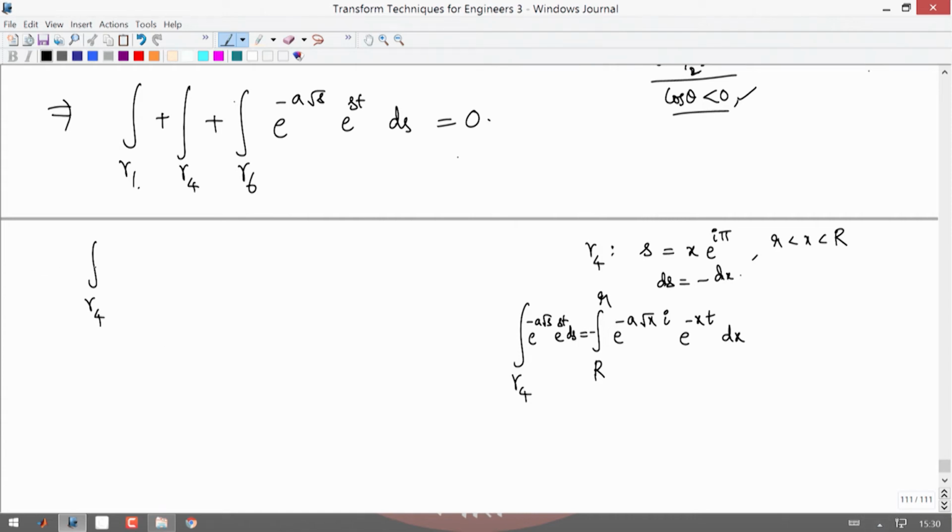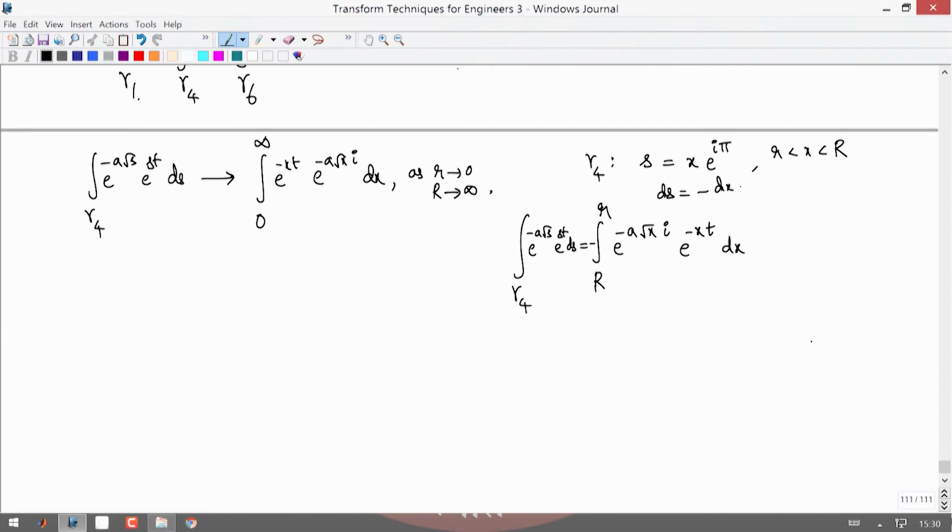So, as r goes to 0 and big R goes to infinity, the integral of e power minus a root s e power s t ds goes to the integral from 0 to infinity of e power minus x t times e power minus a root x i dx, because of this.